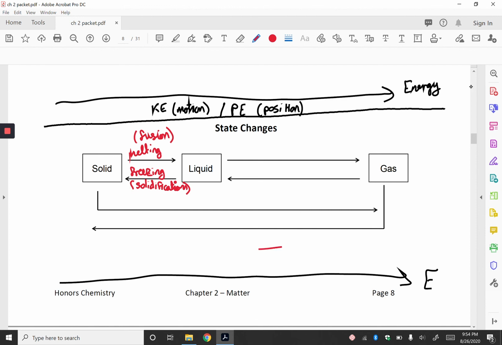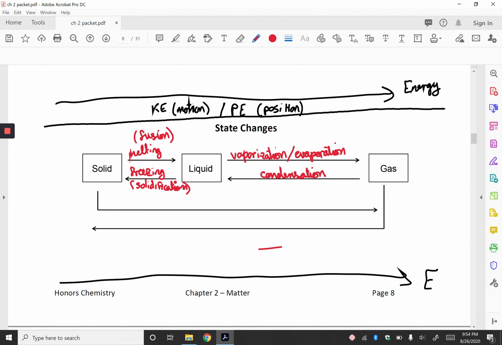Going from liquid to gas, that is vaporization or evaporation. Again, you can just pick one of them. You don't have to know both. Going from gas to liquid is condensation.